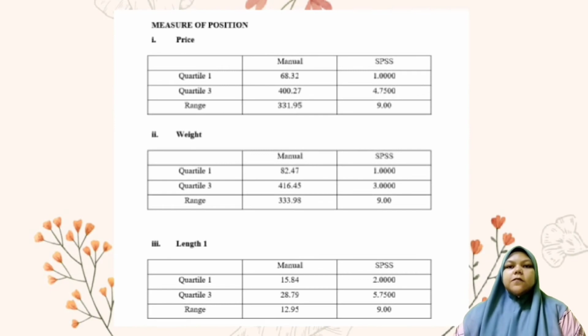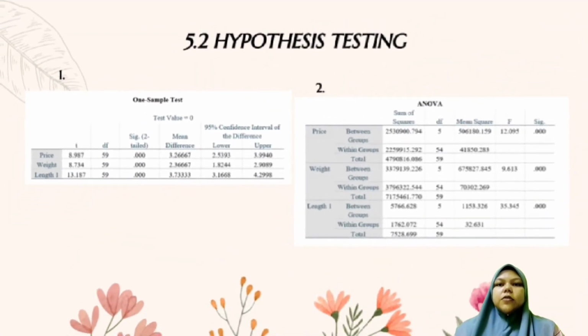Number 3, measure of position. The SPSS result for the data for quartiles and range is not the same as the manual. Using the manual calculation, we could see a large difference in the numbers, and using SPSS does not make the data correct.